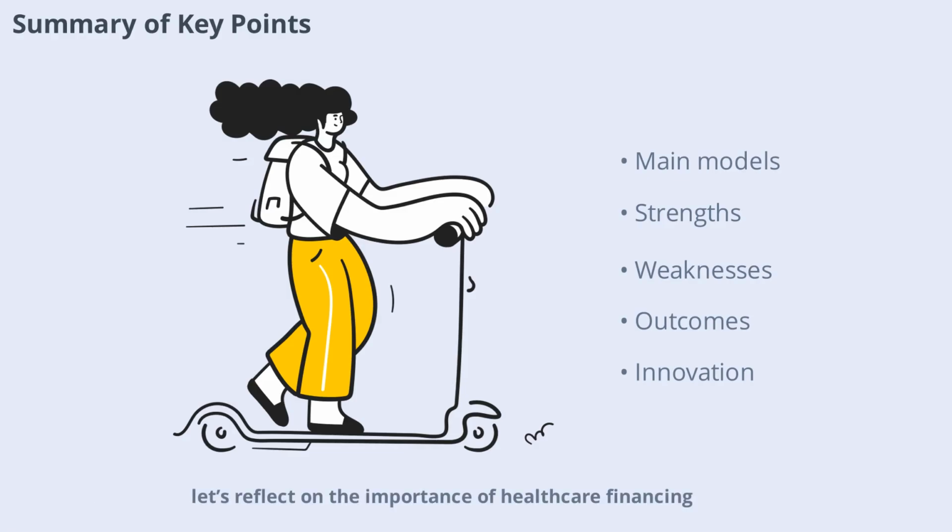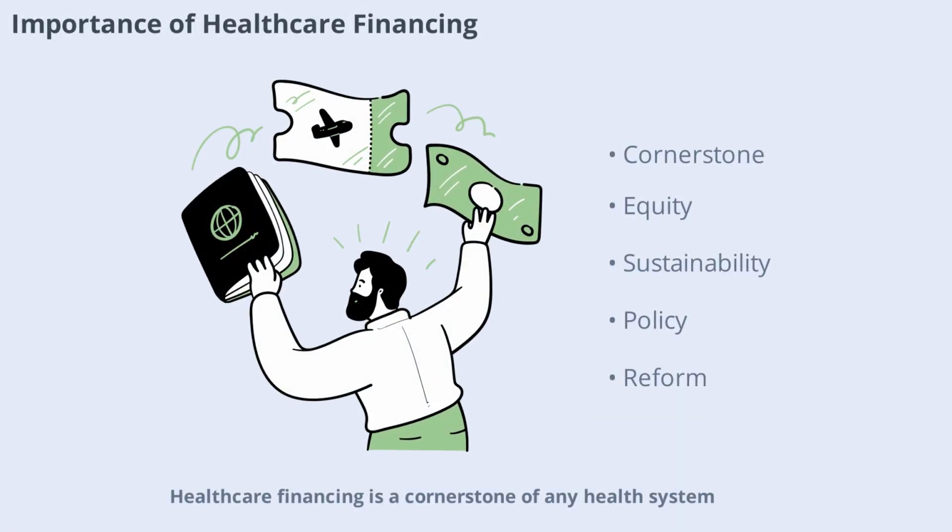Next, let's reflect on the importance of healthcare financing. Healthcare financing is a cornerstone of any health system. It determines who gets care, how much it costs, and the quality of services. Effective financing promotes equity, sustainability, and better health for all. Understanding these models helps us appreciate the complexity and importance of healthcare policy. As we move forward, ongoing reform and adaptation will be essential.